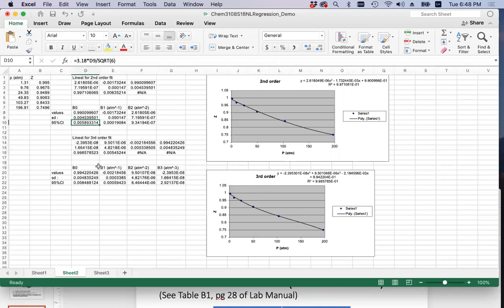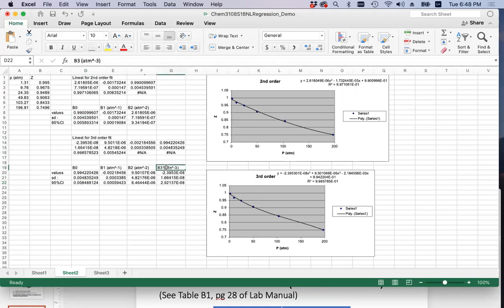But in the third order fit, we get B0 equals 0.994 plus or minus 0.008, right? So the uncertainty actually increased when we add more fit parameters, right? So the more fit parameters you include, the less certain you can be about the individual parameters.